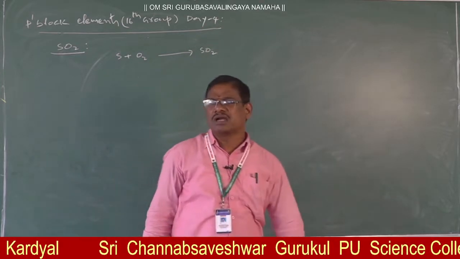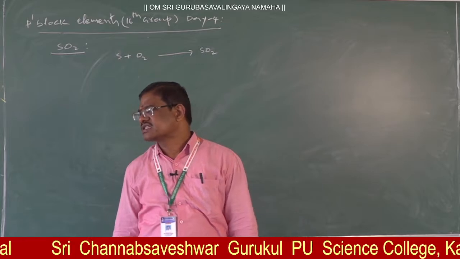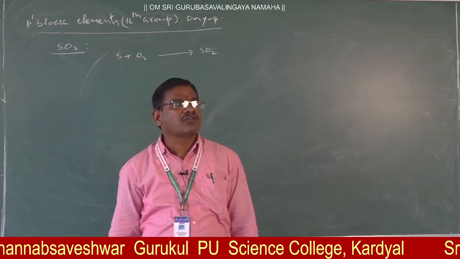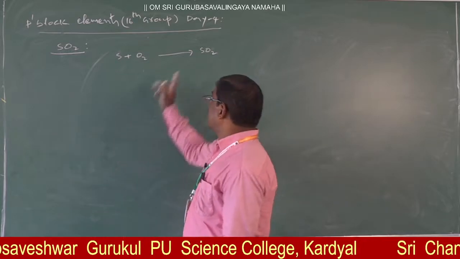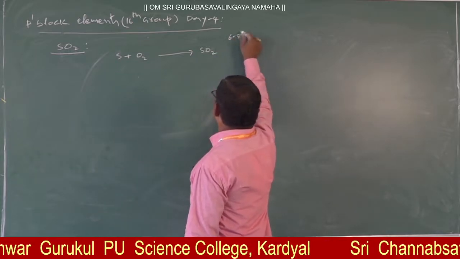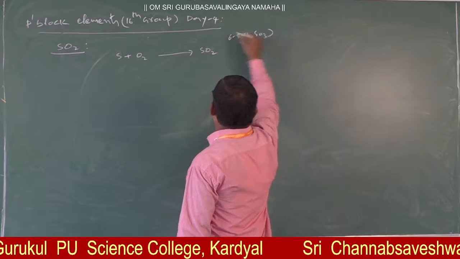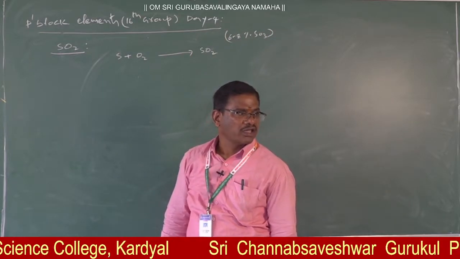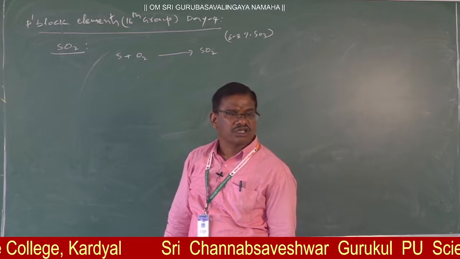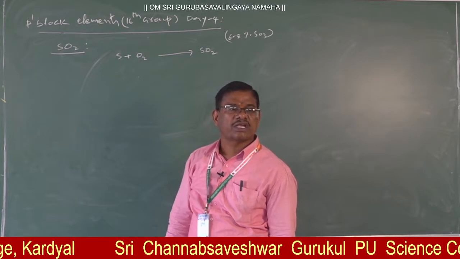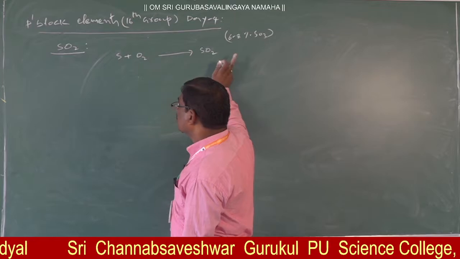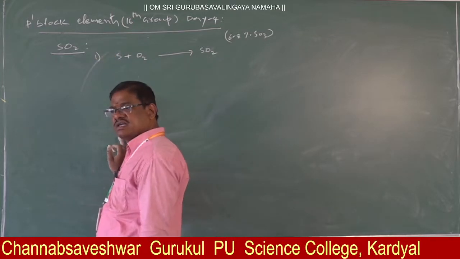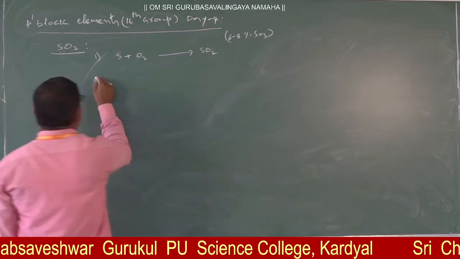Whenever elemental sulfur, either S or S8 form, is burned in oxygen, sulfur dioxide is going to form. Along with sulfur dioxide, around 6 to 8% sulfur trioxide is also able to form, right? On heating sulfur in oxygen, along with the sulfur dioxide, 6 to 8% sulfur trioxide is also going to form. This is on burning sulfur directly in oxygen, right?